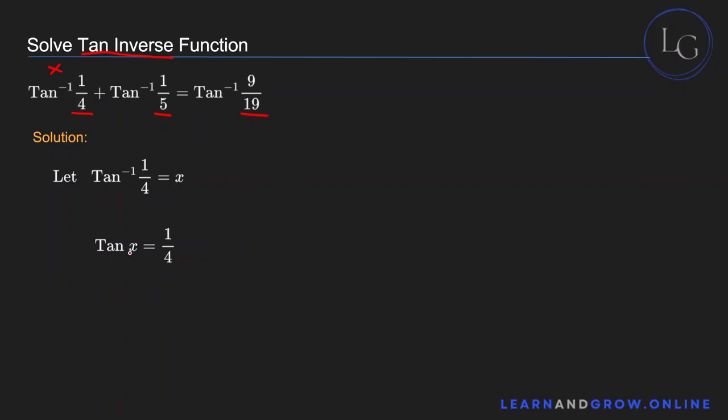So tangent of x is equal to 1 by 4. Now again, similarly for tangent inverse 1 by 5, let's suppose that's equal to y. So tangent of y is equal to 1 by 5.